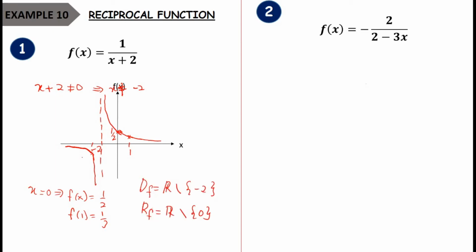From this graph, we can say that the domain of this reciprocal function is all the real numbers except negative 2. Same for range. Range can be any real number except y is equal to 0. So therefore, we can write: domain of f is equal to all the real numbers except negative 2. Range of f is all the real numbers except 0. So you can have a try on this other reciprocal function.